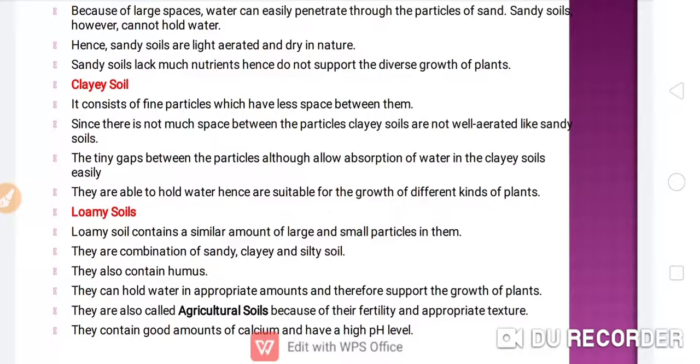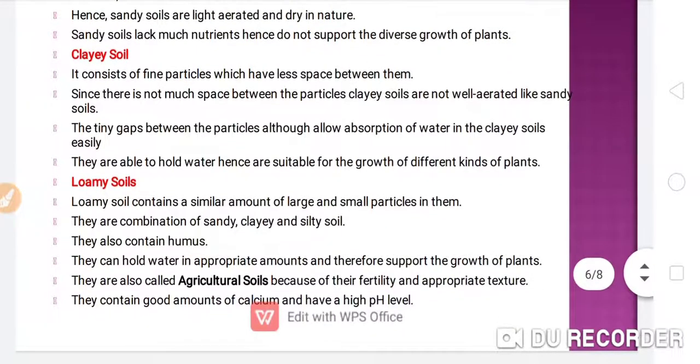Due to the tiny size of the particles, the tiny gaps between them allow easy absorption of water in clay soils, and they are able to hold water, hence are suitable for the growth of different kinds of plants. So these were the specific things about clay soils.